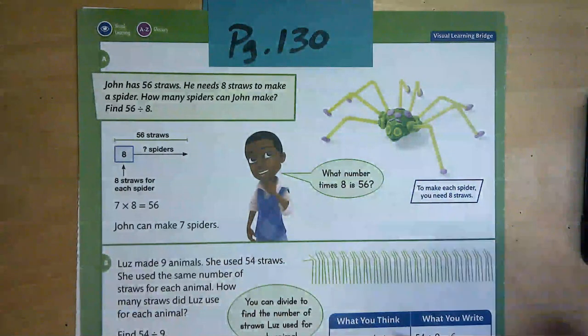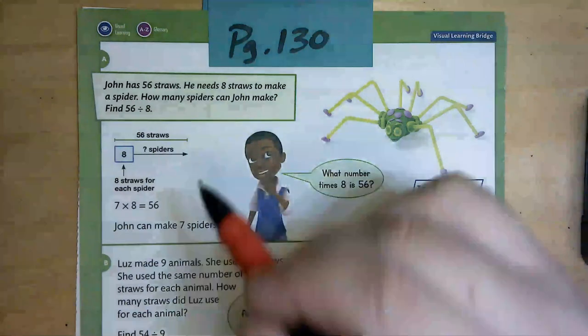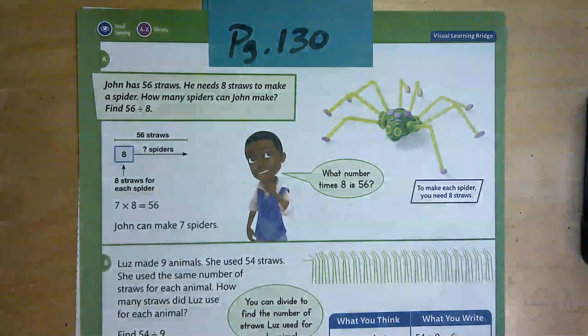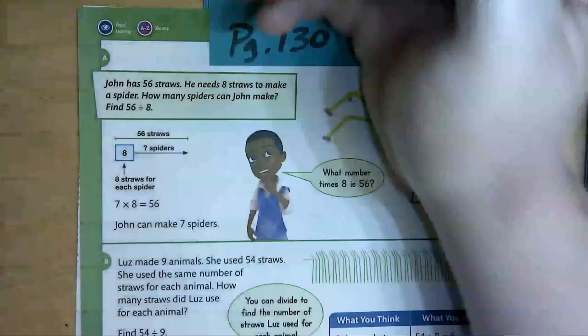Now remember, whenever I'm writing things on here, I want you writing them in yours as well. So make sure you've got your pencil ready to go. If for some reason you need to get up and go get a tissue or sharpen your pencil, pause the video, and then when you come back, press play again because we don't want you to miss any of the lesson. It says John has 56 straws.